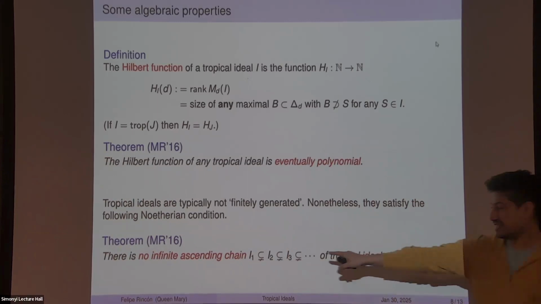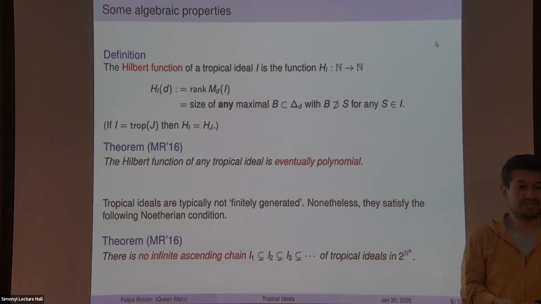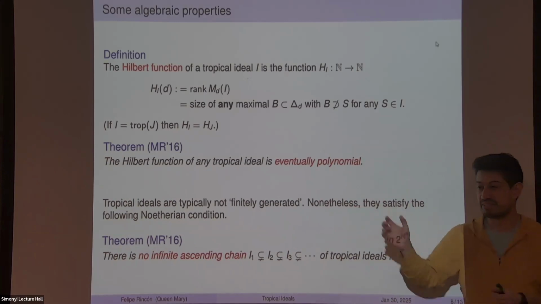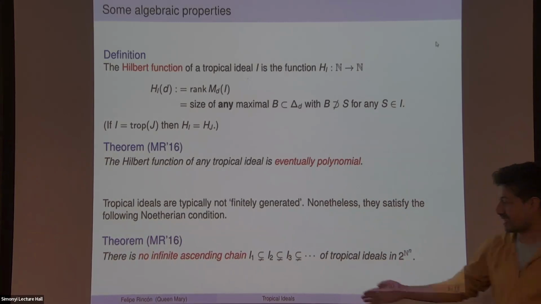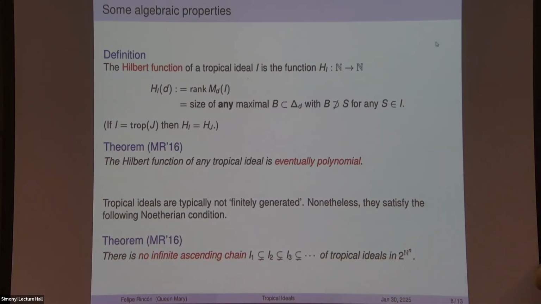Each of these is not finitely generated, but still we cannot create an infinite sequence of growing tropical ideals, one containing the next, which is good. We like having some kind of finite control on chains of ideals, if we want to think of these as schemes, for instance.